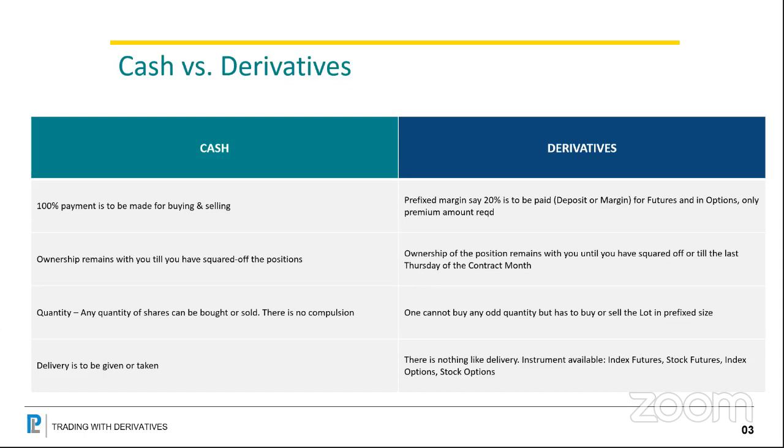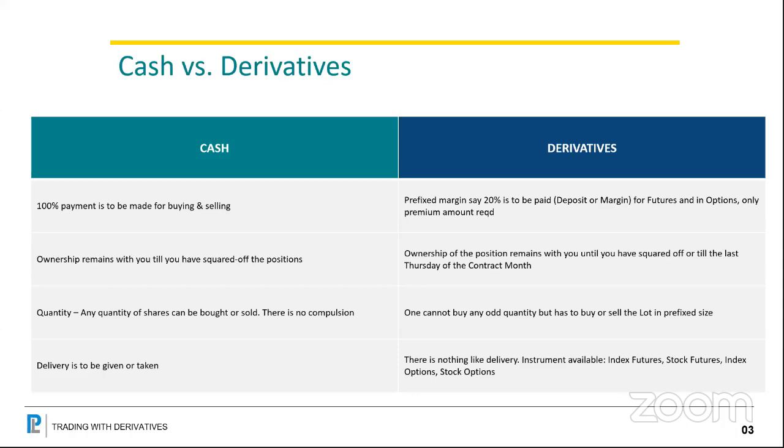In cash, we can go for any quantity. We can go for even one share or 100 shares or 1,000 shares. But in derivatives, it is not like that. One has to buy the lot size. There are few lot sizes available in derivatives market.